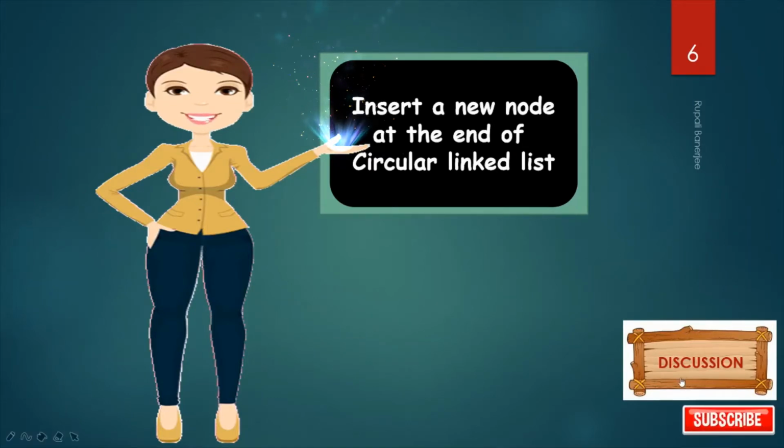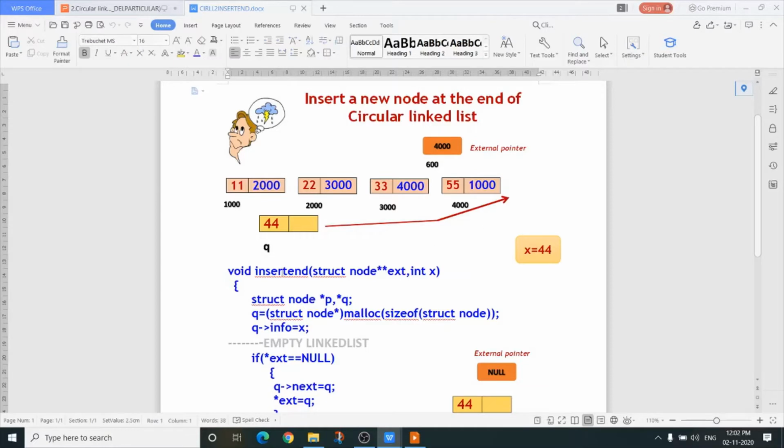So see the discussion. Function name is insertEnd, and here also I am passing the address of external pointer or header, that is this 600. So I declare in this way struct node double star ext. Ext is an address that holds another address, that is the address of a node. So ext is an address that is 600. 600 holds another address that is 4000, and 4000 is the address of a node. And int x. X means x is the info of our newly created node. The node which I want to insert at the end of our linked list, that node info is x.